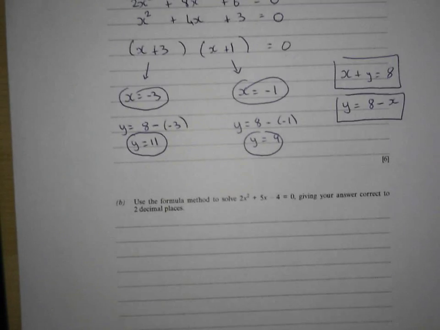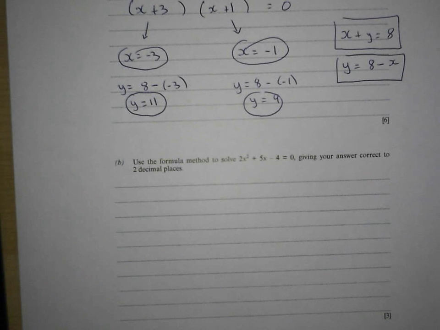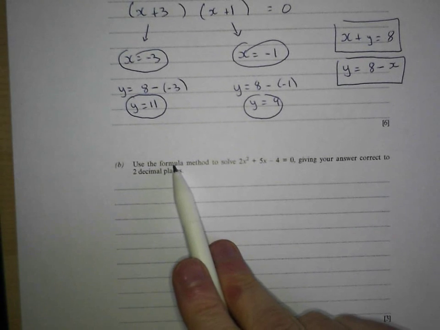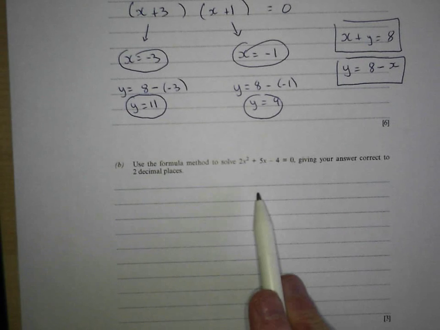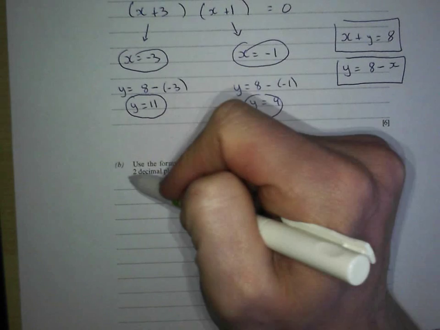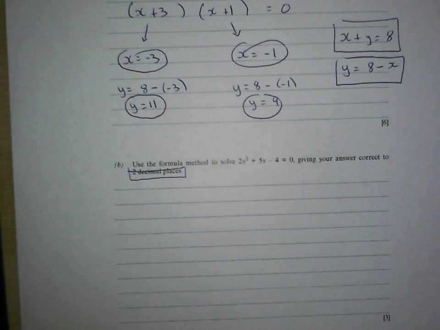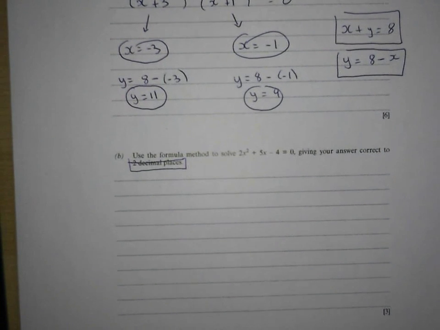So there's that one. Tricky question there. And then, just to mess you up a bit more, look what comes here. Use the formula method to solve 2x squared plus 5x minus 4 equals 0, giving your answer correct to 2 decimal places. Now, they didn't have to say using the formula method there, and often they don't. Your clue that it's going to be a formula job is this bit. 2 decimal places. It can't be factorising if it's 2 decimal places. That's going to be a calculator job.